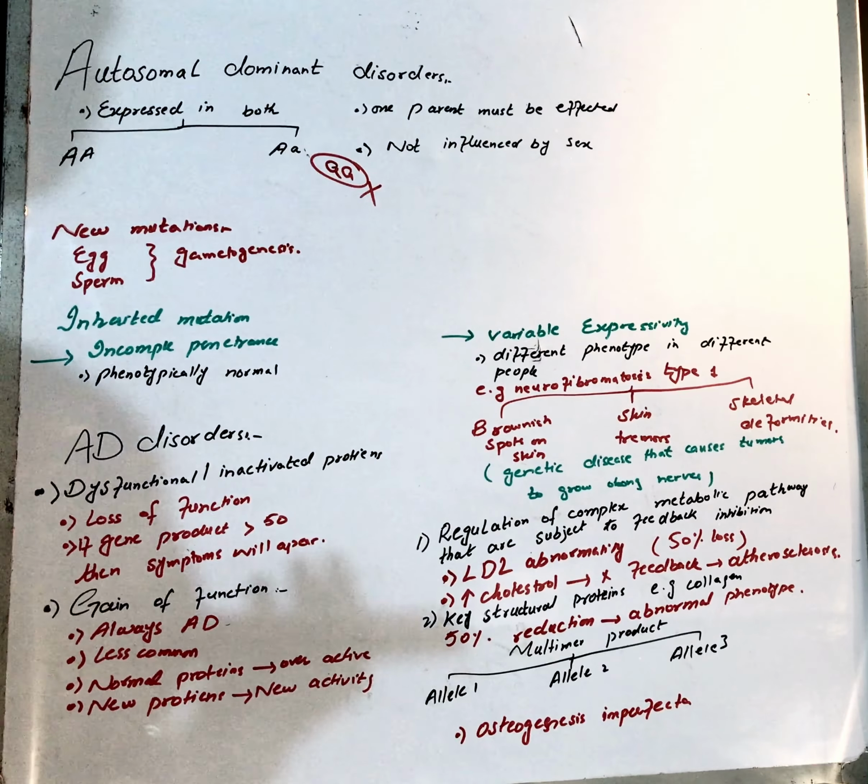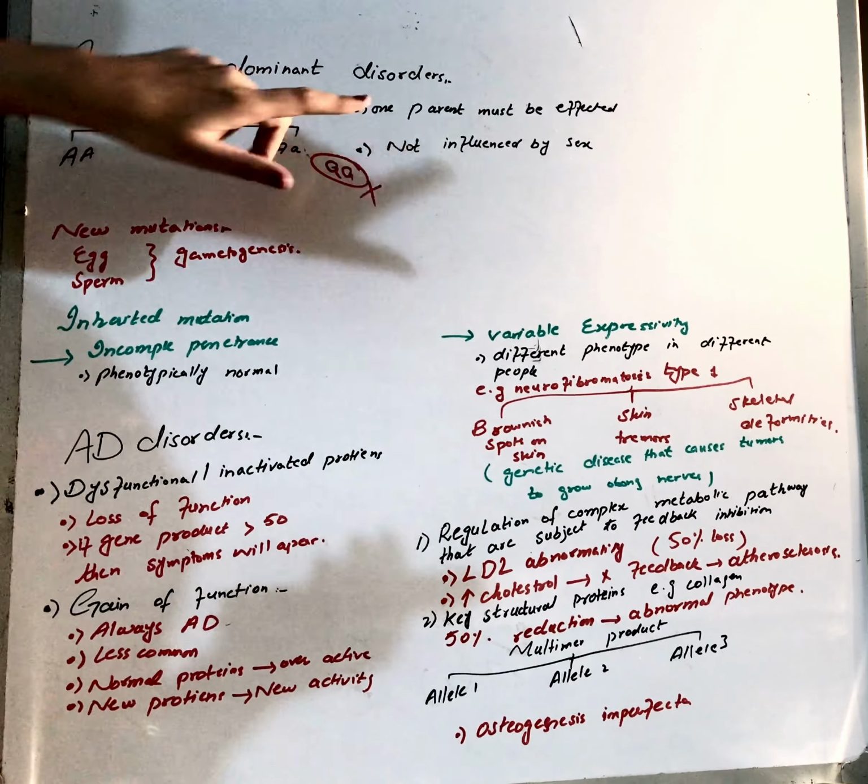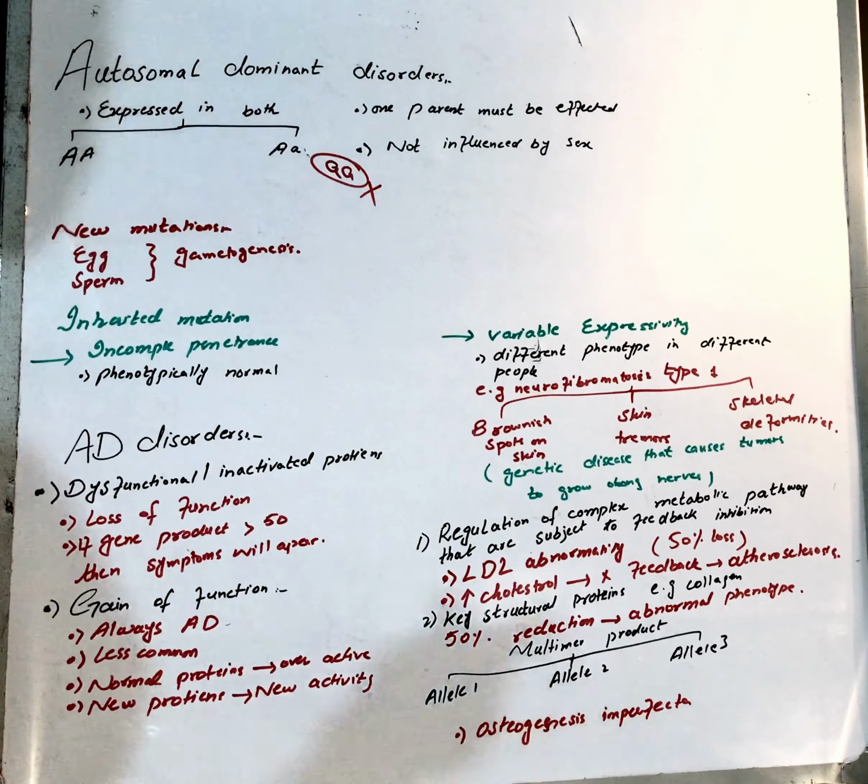So autosomal dominant disorders are expressed in both these conditions, and they are inherited disorders. So one parent must be affected. One parent must have that allele, that mutant gene, so that there can be a disease in the children. Consider this is male, and this is female.